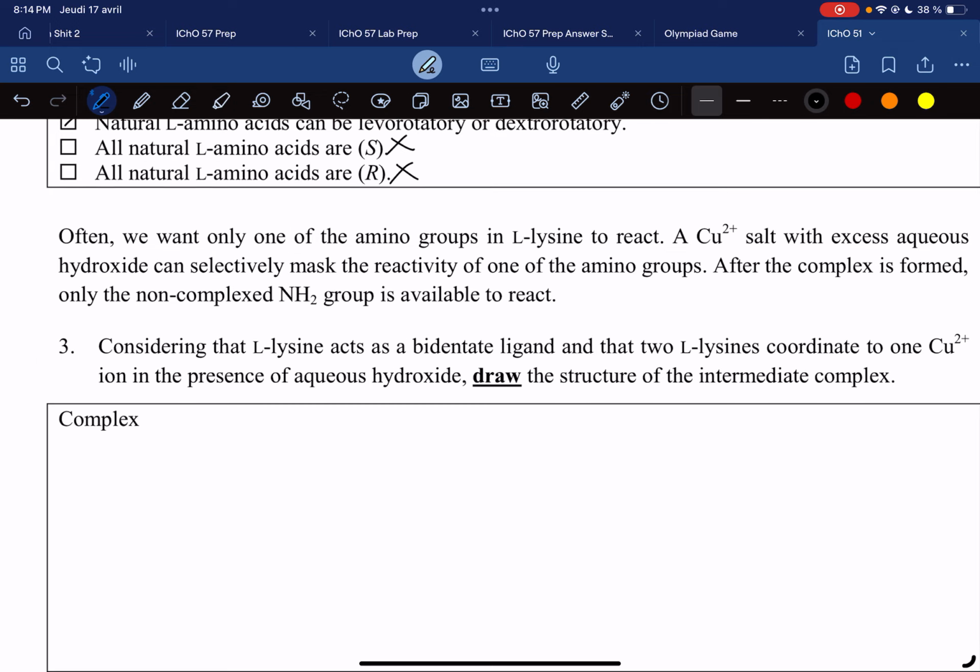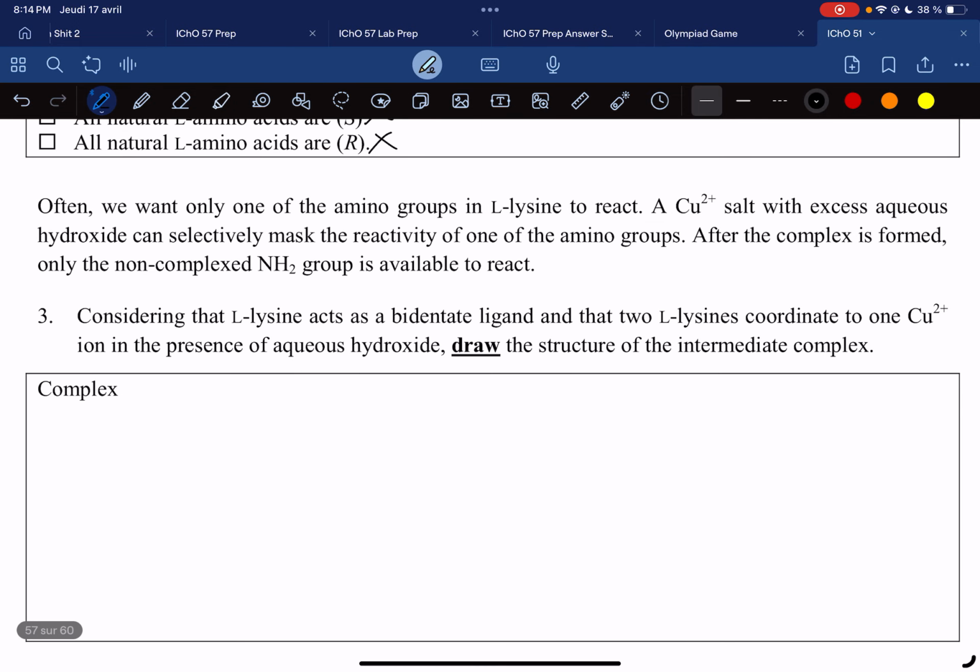Okay, often we only want one of the amino groups in L-lysine to react. A copper-2 salt with excess aqueous hydroxide can selectively mask the reactivity of one of the amino groups after the complex is formed. Only the non-complexed NH2 group is available to react. Considering that L-lysine acts as a bidentate ligand and that 2 of the L-lysines coordinate to the 1 copper-2 ion in the presence of the aqueous hydroxide, draw the structure of the intermediate complex.